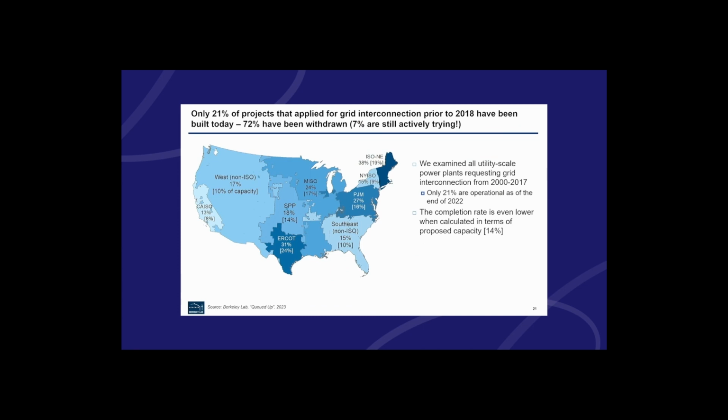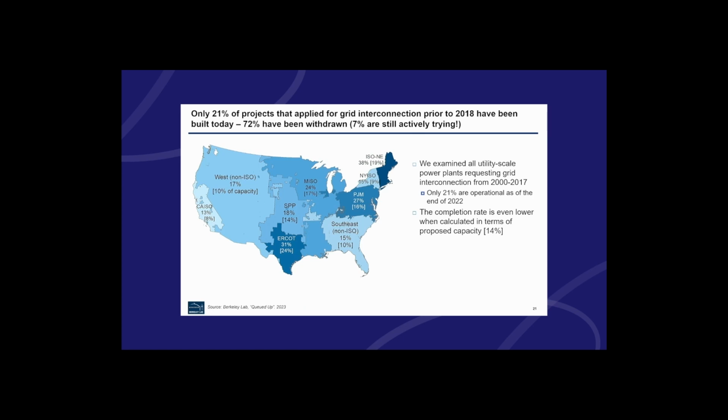So I talked about projects withdrawing, right? When we looked at these data from the interconnection queues, we found that only 21% of the projects that had applied for grid interconnection prior to 2018 have been built as of the end of 2022. So we have very low completion rates for that 2,000 gigawatts I showed in the queue. Is all of that going to be built? Unfortunately, no. We have pretty low completion rates.